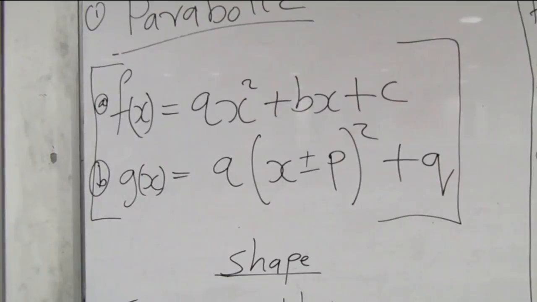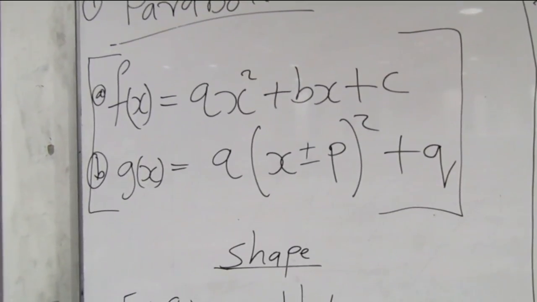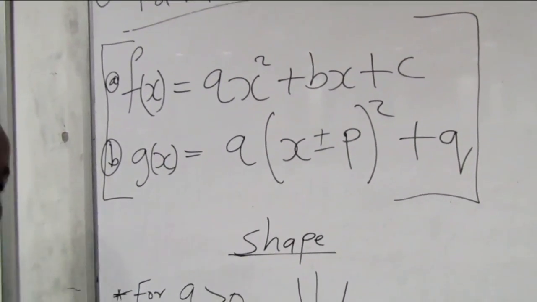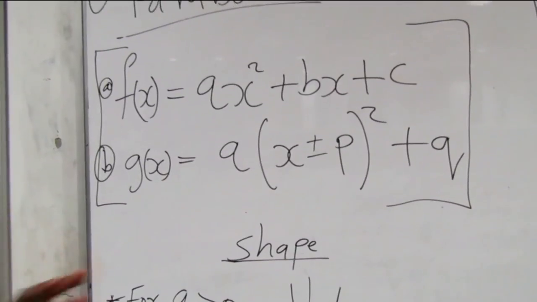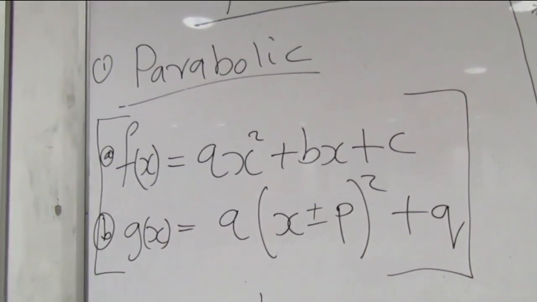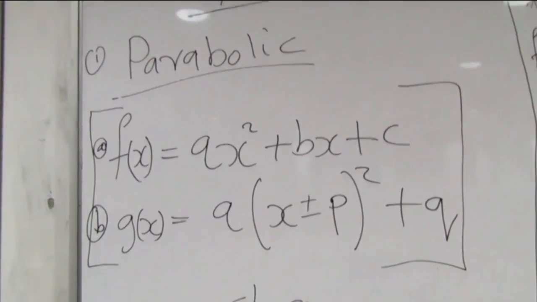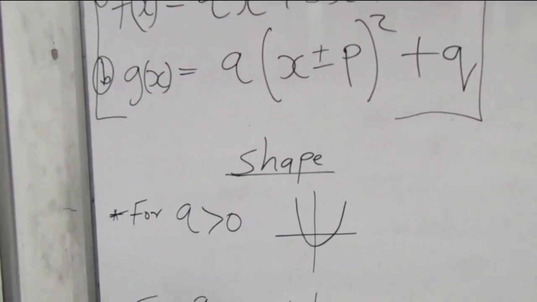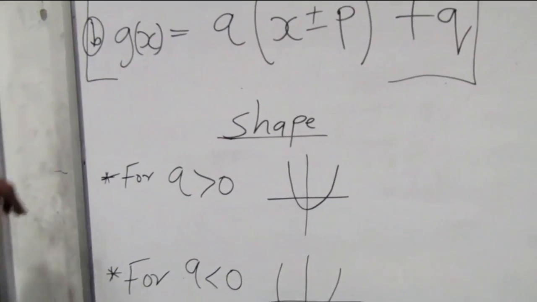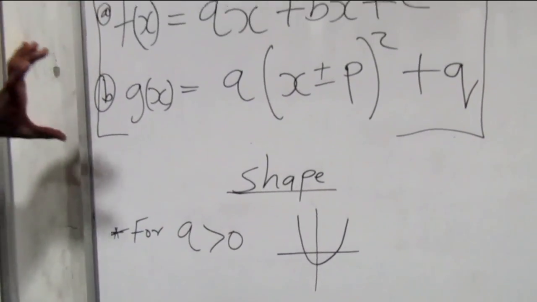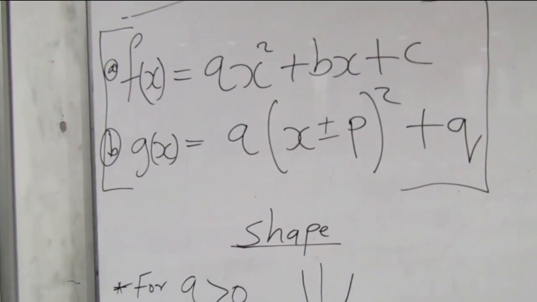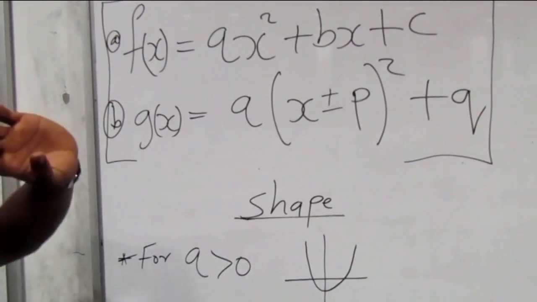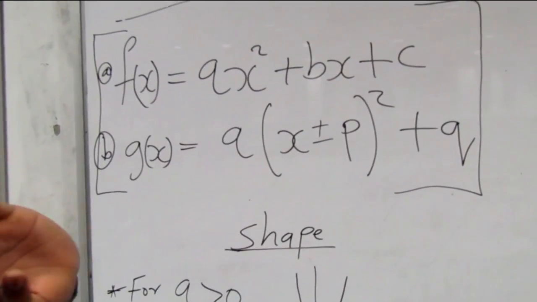The first step, before you do everything for a parabolic function, is that you need to know your shape. How are you going to know your shape? You will consider the function that you are given. If you are given this function or this function, you need to consider the value of a, which is the coefficient.